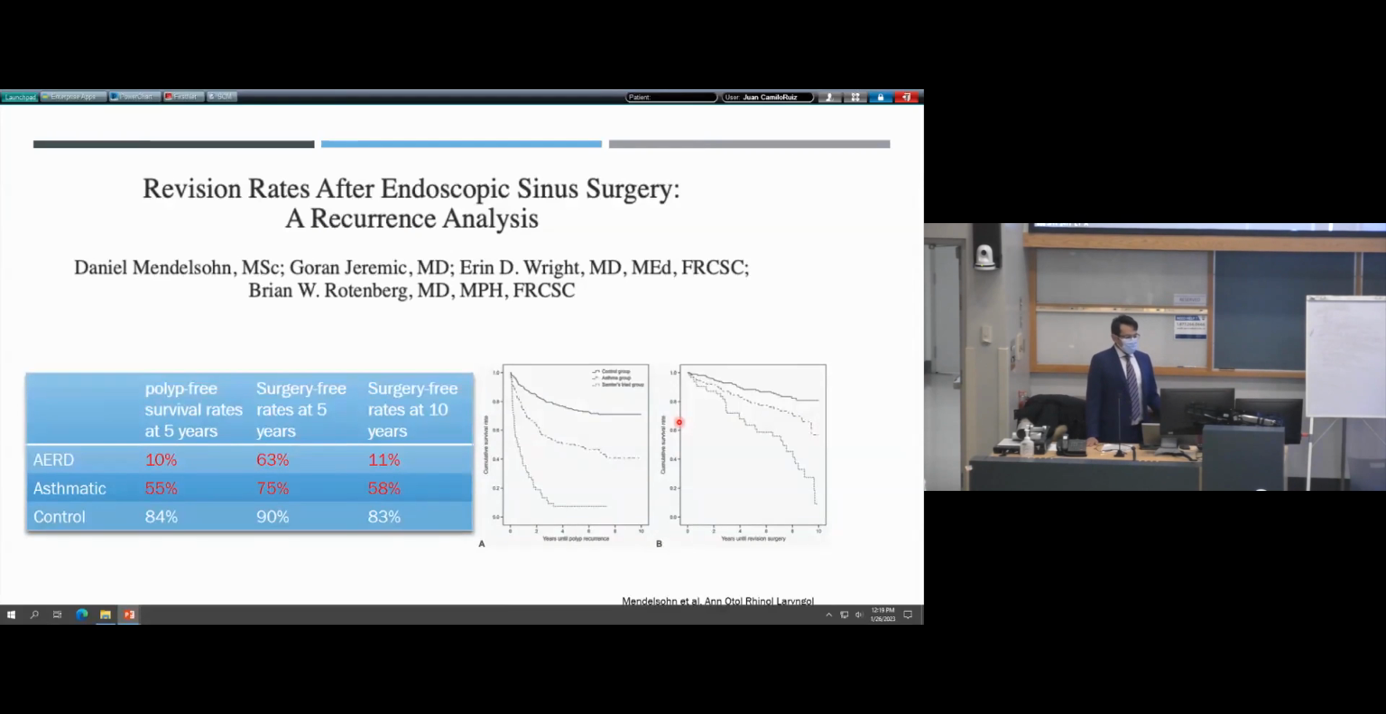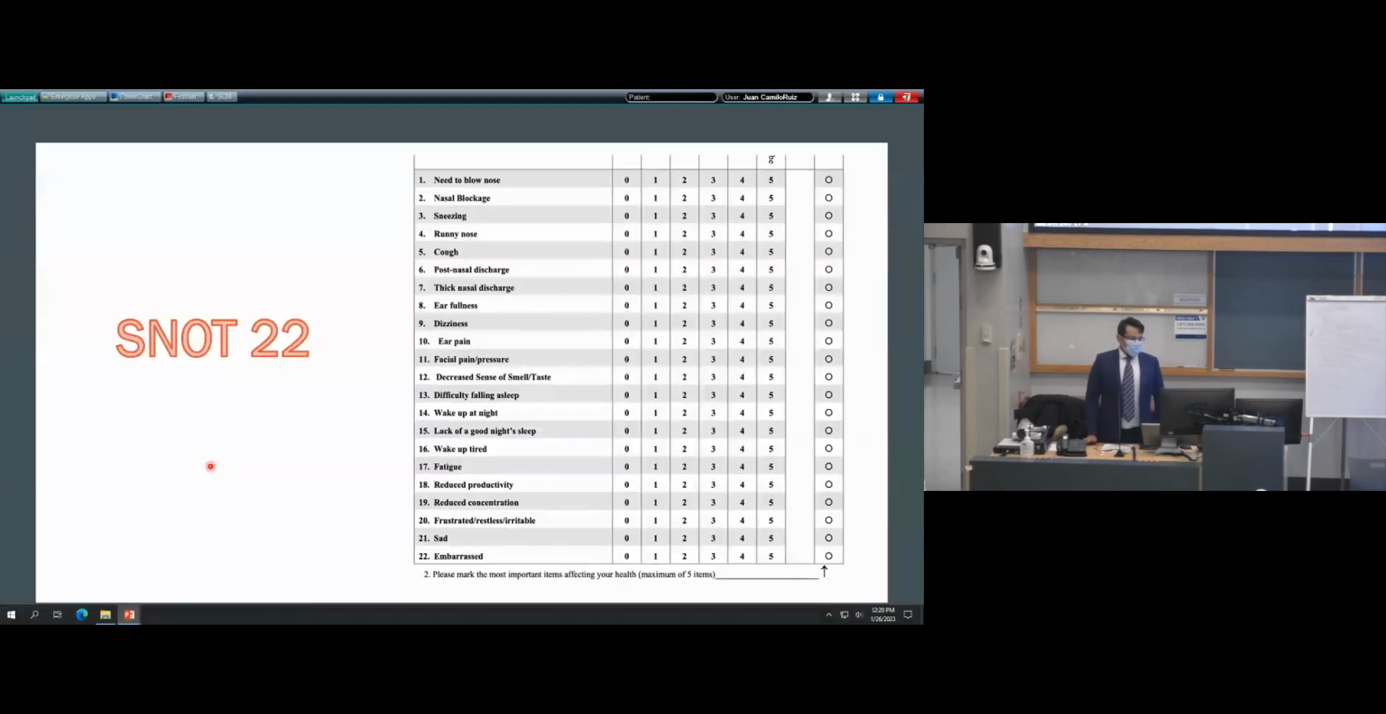Now, you can see here that patients with AERD, particularly on this part here, have a lot of failure of their surgeries. So the polyp-free rate after surgery is only 10%. So most patients will have a second surgery about 5 years after the initial one, compared to 84% of control patients, just regular patients with polyps. Now, one thing that's important as well is using scoring systems. We use the SNOT-22 to classify nasal polyposis, and that's one that we'll come back to when we talk about biologics.